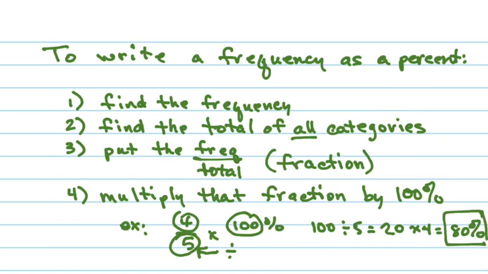Okay. Remember that process from our number section? Yes. I hope so. Good, because that's one of the reasons why we go through number first, because it takes you through all these different processes. Okay? So, you need to find the frequency, the total of all categories, make a fraction out of it, and then multiply that fraction by what? 100%. Excellent. Okay? Good job, guys.